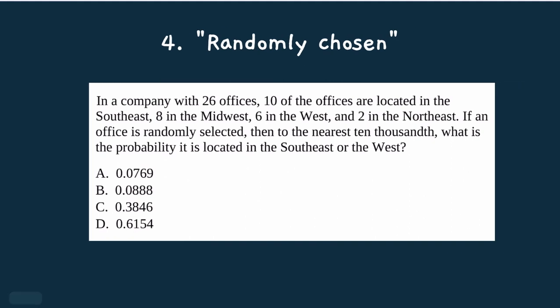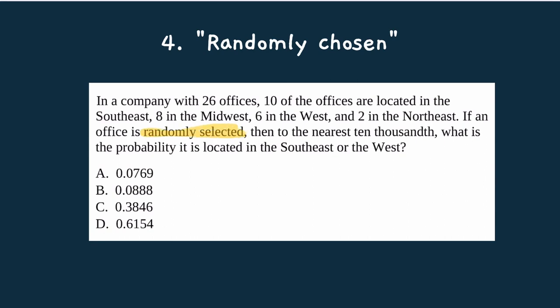So next, the words randomly chosen or randomly selected. If you see the word randomly chosen or randomly selected, what it means is this question is in the probability topic. So the example question: a company has 26 offices. 10 of the offices are located in the Southeast, 8 in the Midwest, 6 in the West, and 2 in the Northeast. So if an office is randomly selected, look at this.